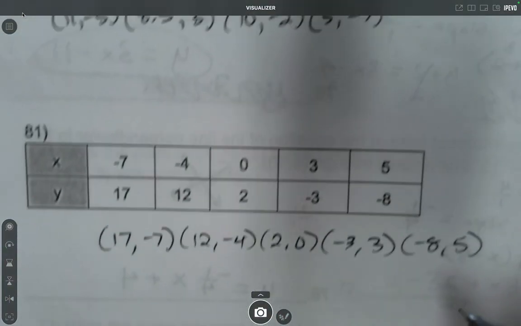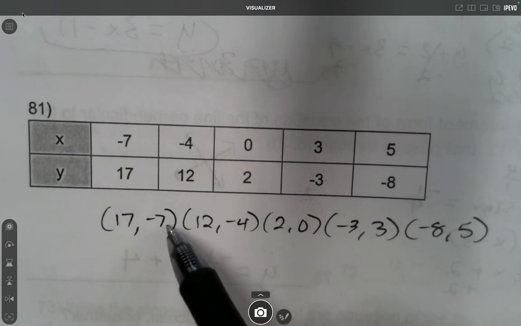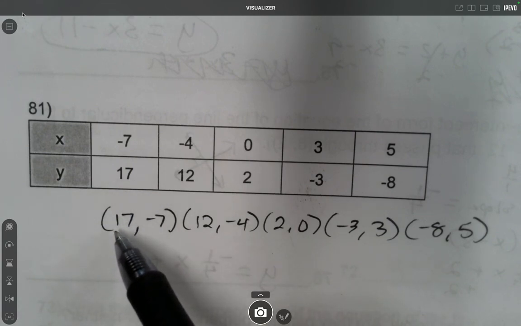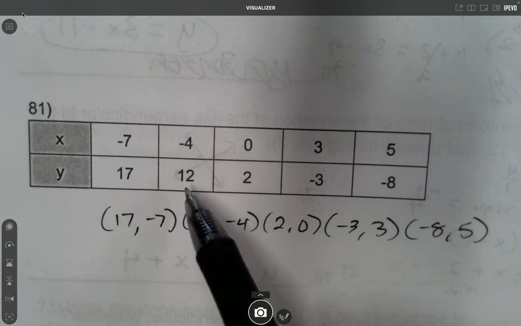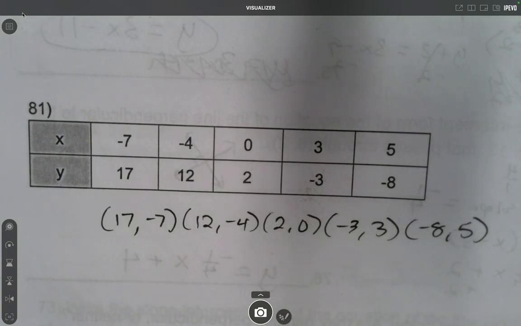Same on 81, they're just written as a table. So we switch it from x being negative 7 to y being negative 7, from y being 17 to x being 17. Same all the way down. So instead of putting negative 4 first, we put 12 first. Instead of put 0 first, we put 2 first, and so on.